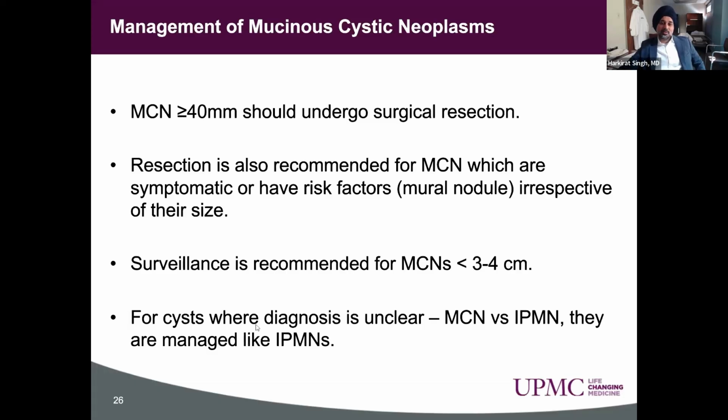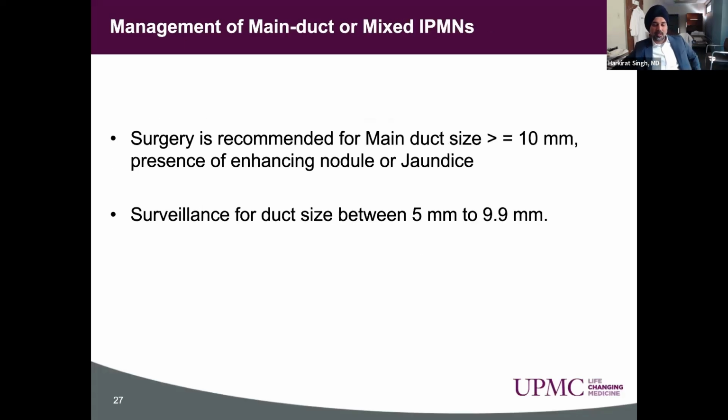For a cyst where the diagnosis is unclear, which is many times, we cannot say if this is an IPMN or an MCN. We follow the IPMN pathway. We assume it's a mucinous cyst, and that the likelihood of this cyst being an IPMN is higher than an MCN, and then the flow chart I showed you is what's followed for these neoplasms.